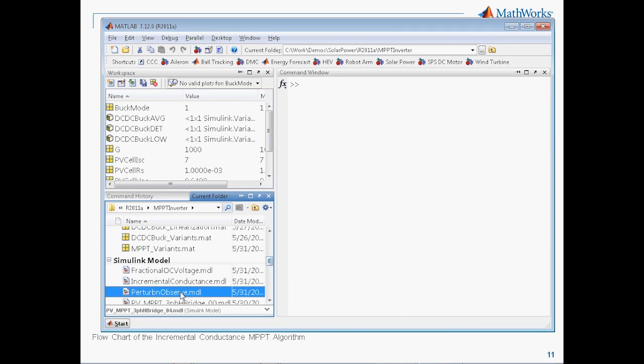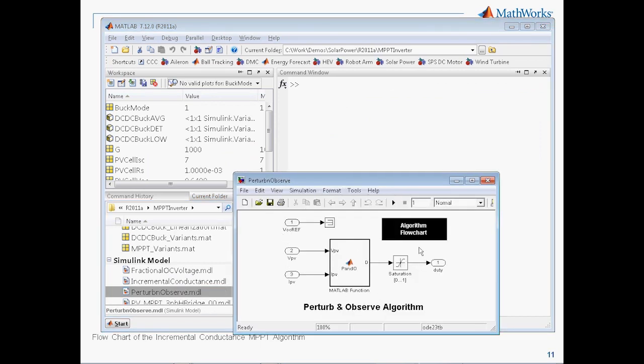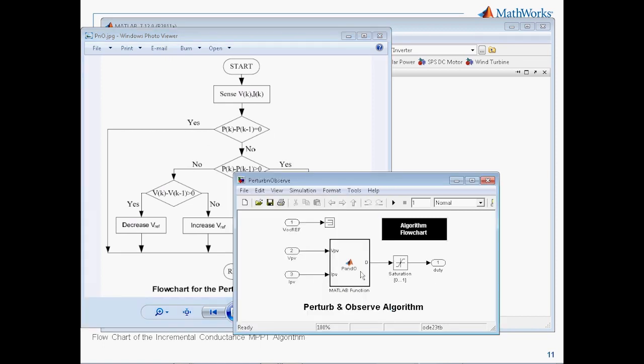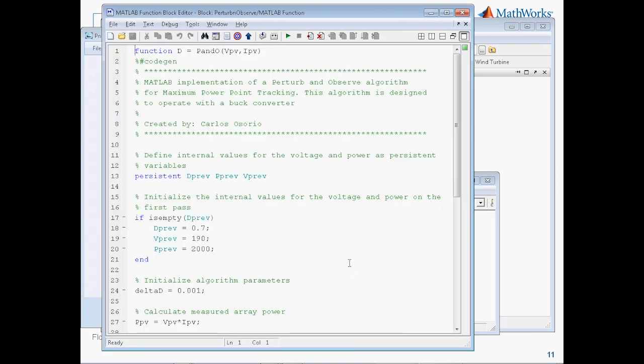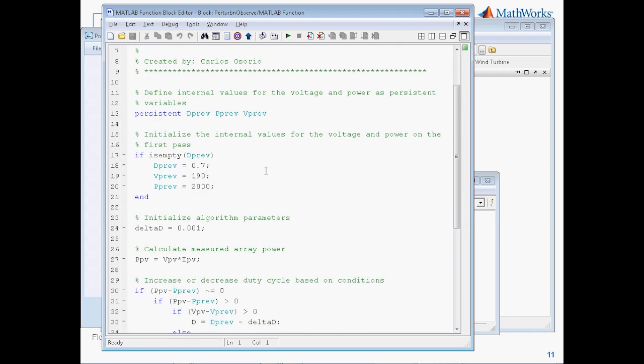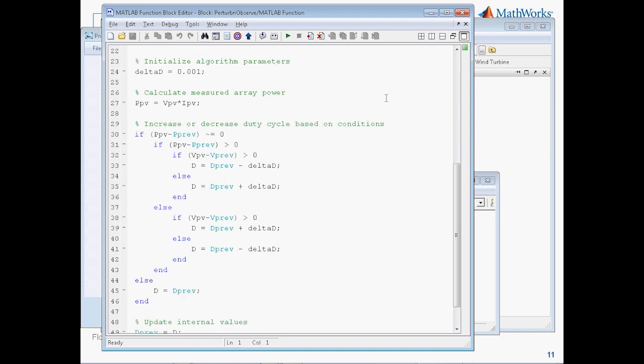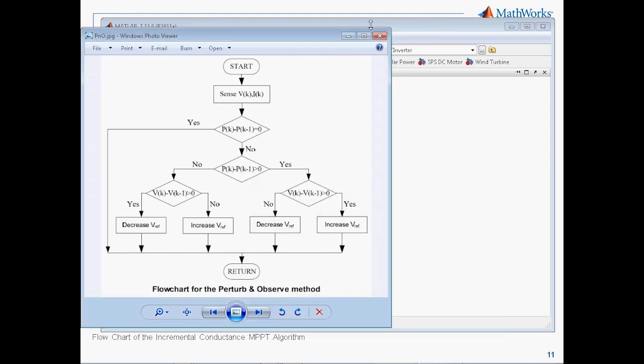Let me start with an implementation of a perturb and observe algorithm. Here's the algorithm flowchart, very typical. You can find it in any paper. It just increases or decreases the duty cycle based on the comparison of the power. I have implemented that using a MATLAB function, which is a standard Simulink block that allows me to bring MATLAB code into Simulink. This code would actually be converted into C code and compiled when it runs in the simulation. Notice that it's very simple to implement in MATLAB because it's just a couple of conditionals. That is the perturb and observe method. Let me close that.